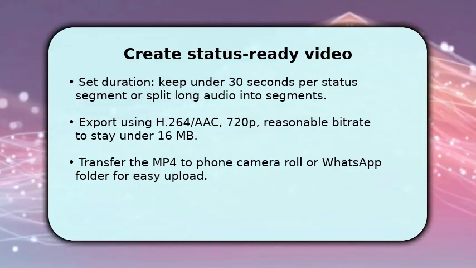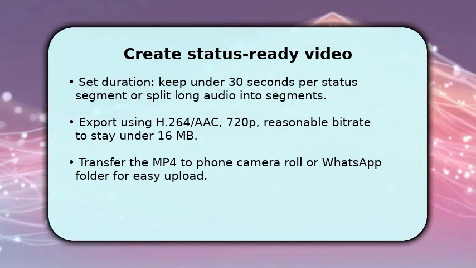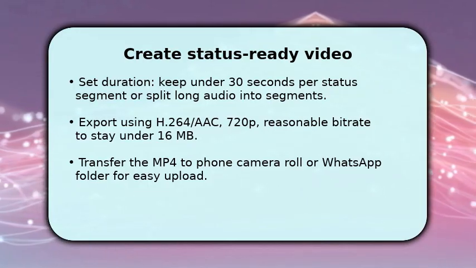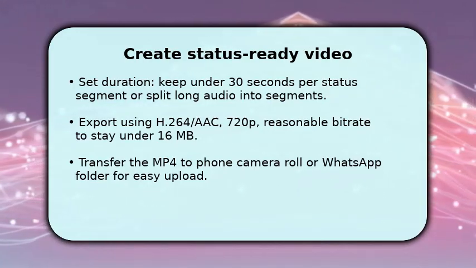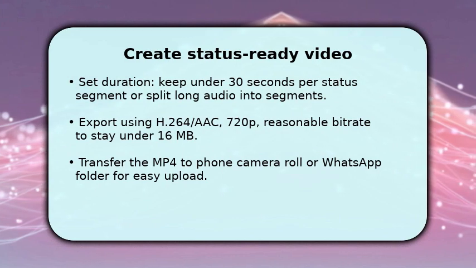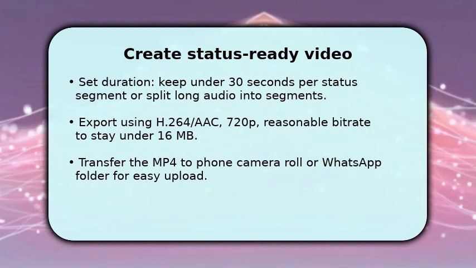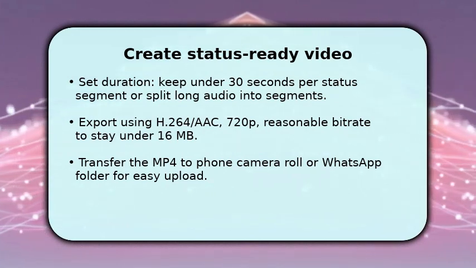Save the resulting files to your phone's camera roll or a folder WhatsApp can browse. After transfer, confirm each file plays locally. If a segment stutters, re-export that segment with a slightly lower bitrate.